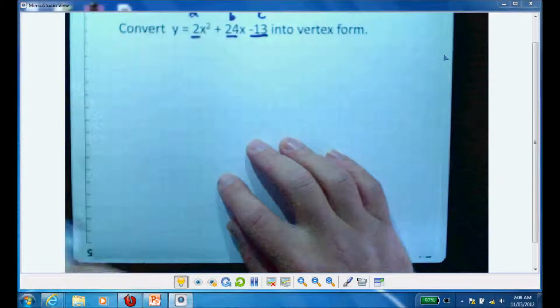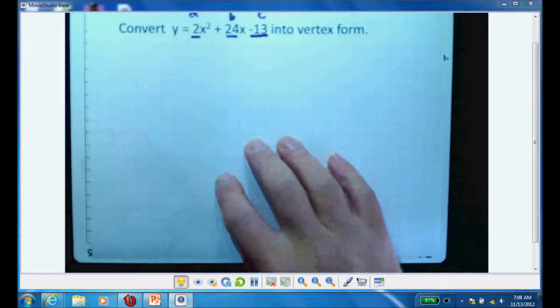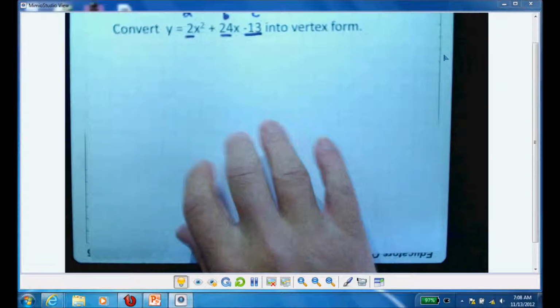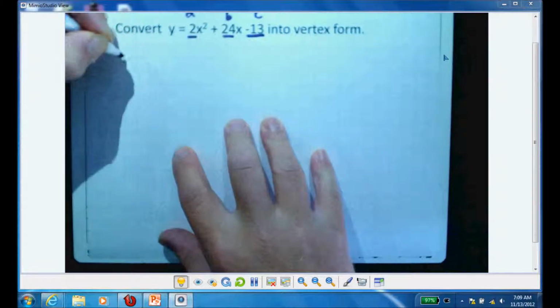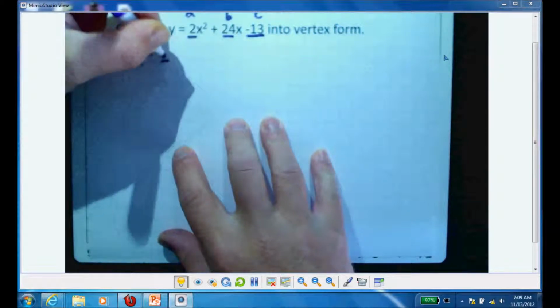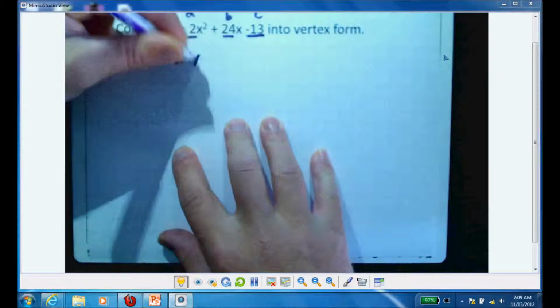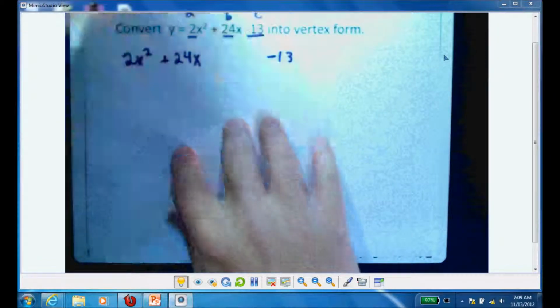Now, we talked about yesterday, working with the B was very important in writing into vertex form, and it still is. But before we can even begin to work with B, I want you to rewrite your equation and group things accordingly. So I'm going to start to rewrite it, and I'm going to keep 2x squared plus 24x grouped over here, and then I'll group my minus 13 over here.